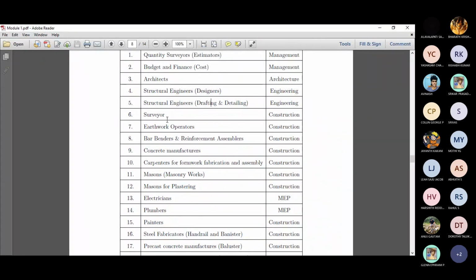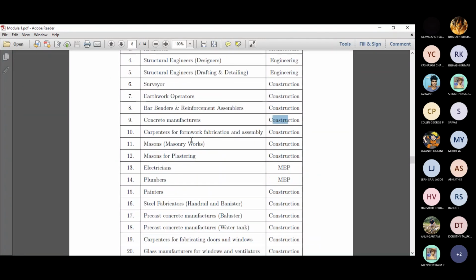And surveyors, this is not quantity surveying. This is the surveying of the land or the site. Generally, it is the construction trade, and earthwork operators are also construction trade. Bar benders and reinforcement assemblers are also construction. Concrete manufacturers, construction. And carpentry can be in construction. Masons for masonry work and plastering will be under construction.